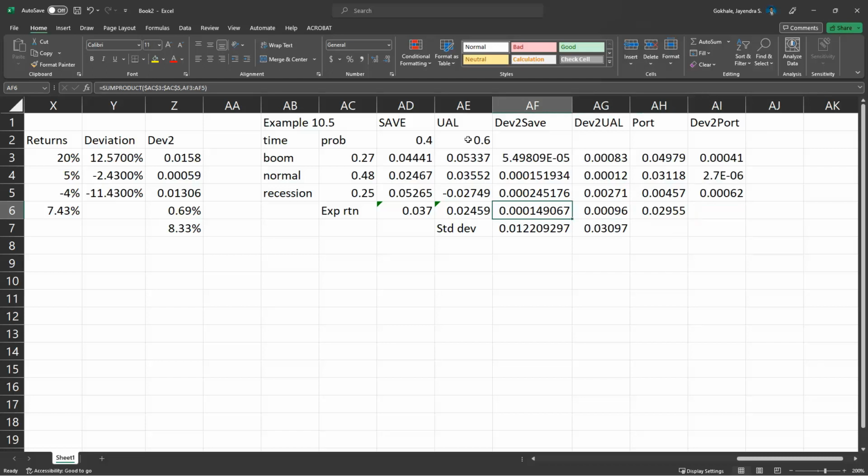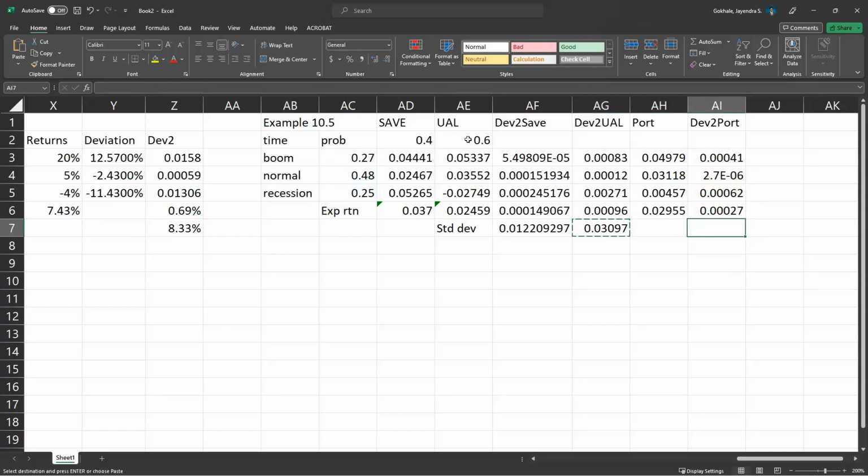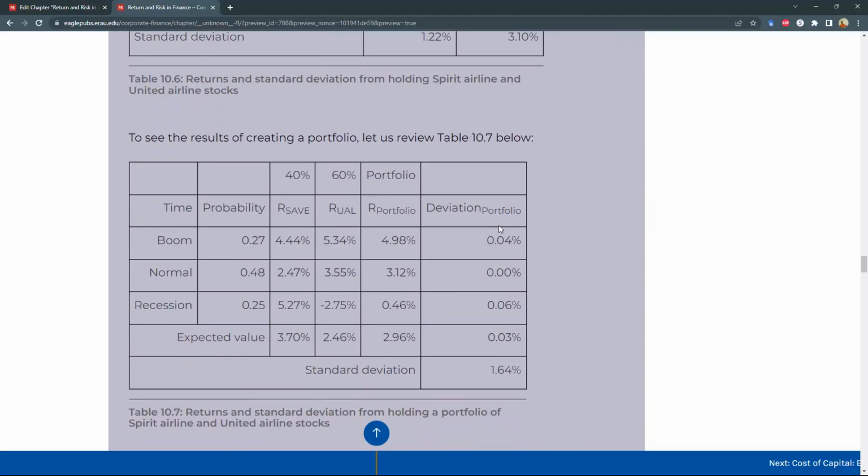Okay, next is to find out the sum product of the squared deviation to find the variance. So there it is, sum product of the deviation squared across the probability weights across each time. And then the last step is to Control C, Control V. The square root of that is the portfolio standard deviation of 1.637%. And we see the same results right here. 1.64% is the portfolio standard deviation.